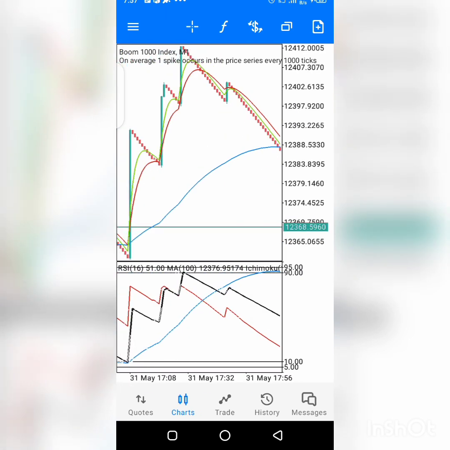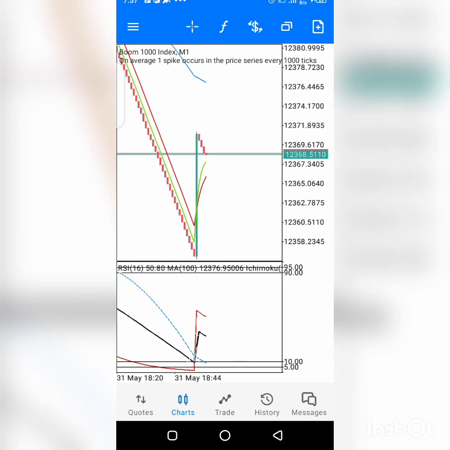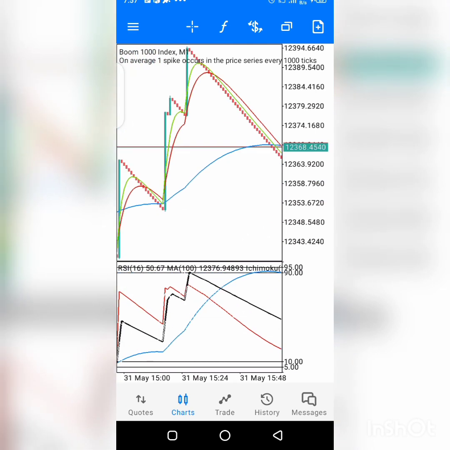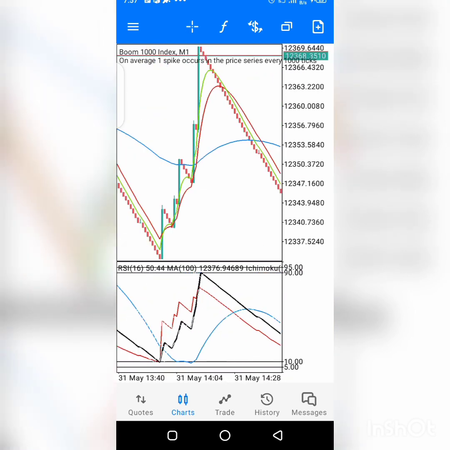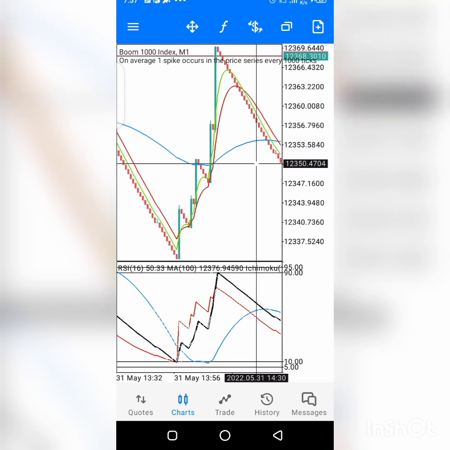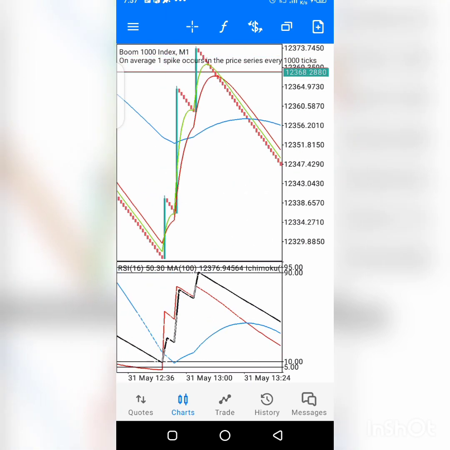So once you jump in, you wait for this green indicator to cross it perfectly. So you take 3 to 5 candles, and you're out. Okay, right? You're out. Very simple. Same thing here. 3 candles, you're out. 3 candles, you're out. 3 to 5 candles, you're out. Same thing here, 3 to 5 candles, you're out.